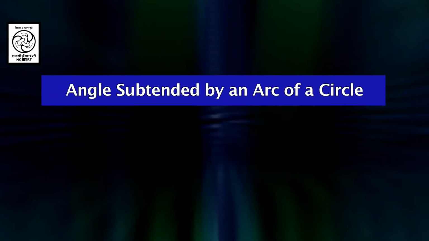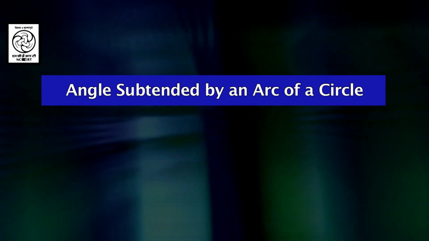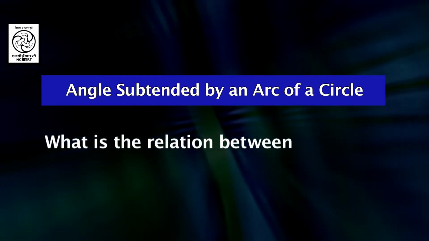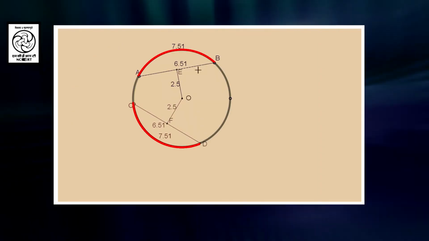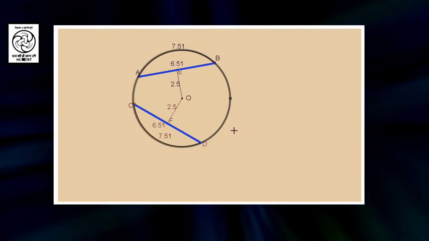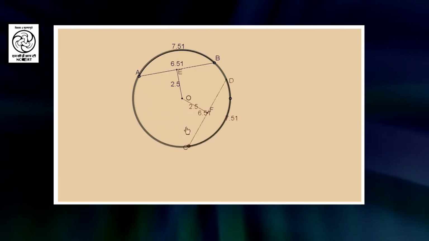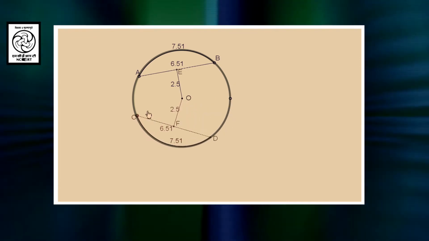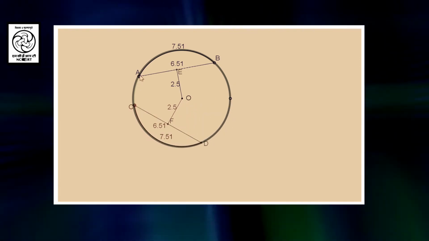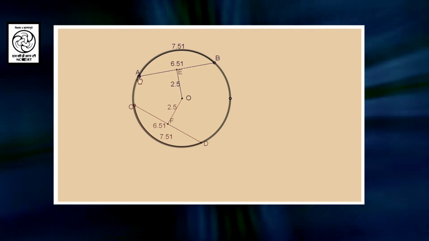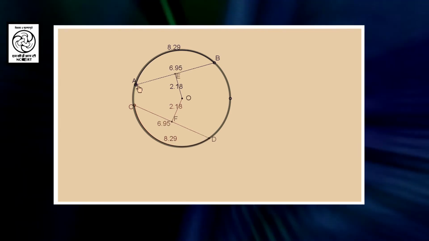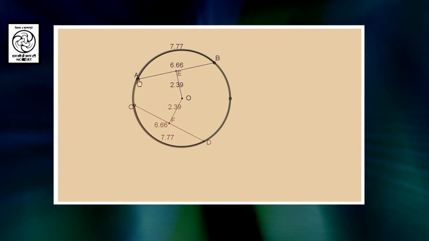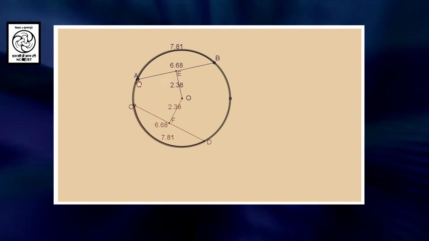Now, let us move to the angle subtended by an arc of a circle. So, what is the relation between arcs and chords? There are two arcs AB and CD, and their corresponding chords are also AB and CD. So, if we change CD, you can see that both the chord and the arc lengths are the same. Now, let us change the length of arc AB. So, the length of arc AB is equal to the length of arc CD. Therefore, the length of chord AB is also equal to the length of chord CD.